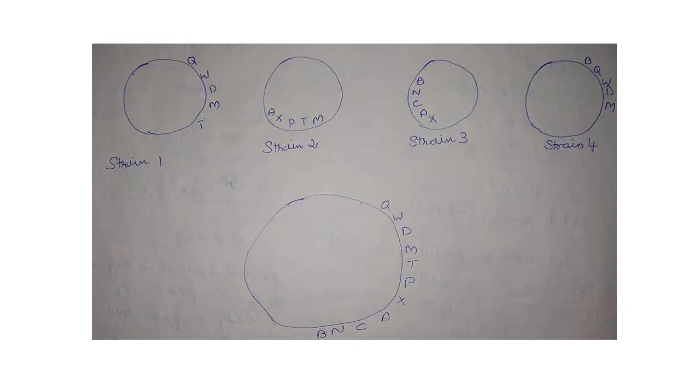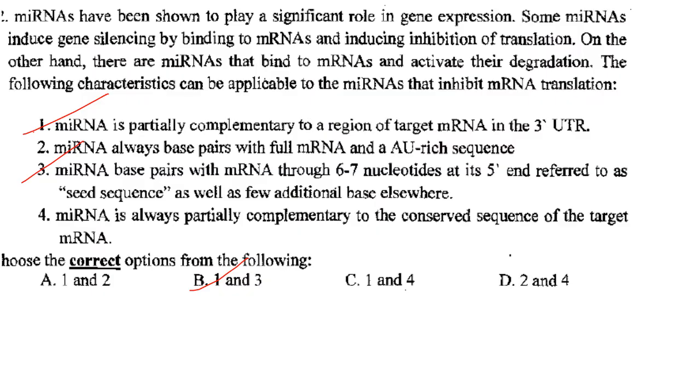Okay, so we'll go to the next question. Then miRNA has been shown to play a significant role in gene expression. Some miRNAs induce gene silencing by binding to mRNAs and inducing inhibition of translation. On the other hand, there are miRNAs that bind to mRNAs and activate their degradation. The following characteristics can be applicable to the miRNAs that inhibit mRNA translation.